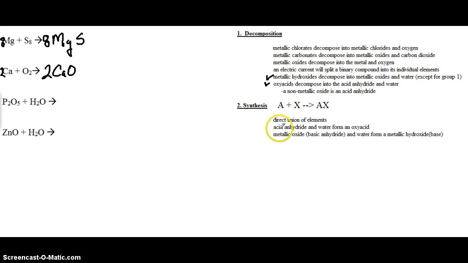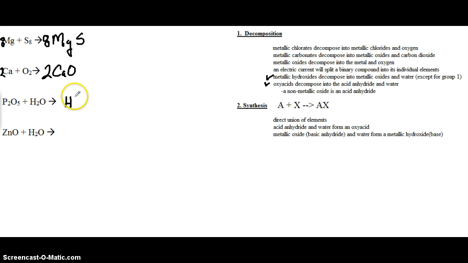But basically what I have here is the acid anhydride and water are going to form the oxyacid, which is the reverse of this decomposition. So what's going to happen is these are going to come together to form an oxyacid. Well, how would that work? Well, remember the H will always go in front because I'm making an acid.